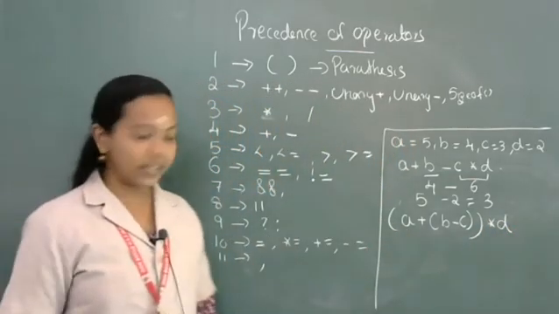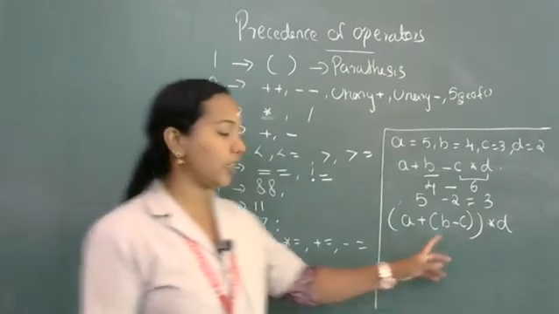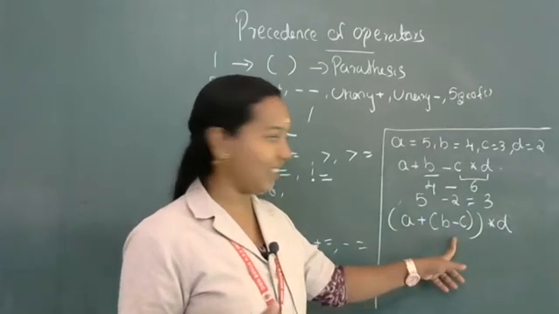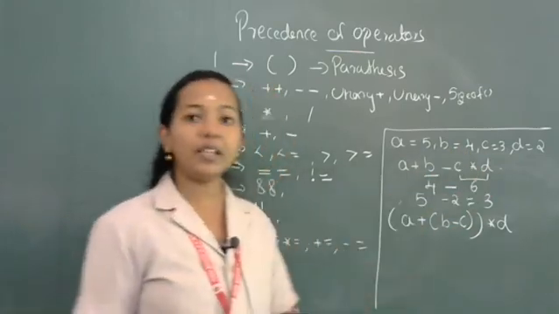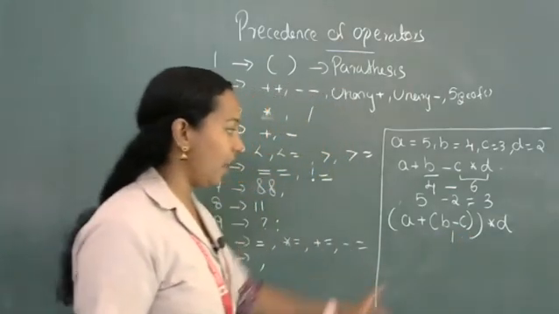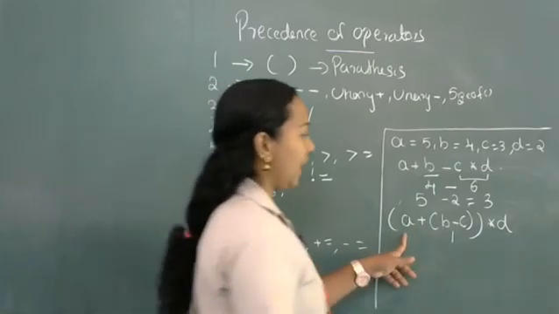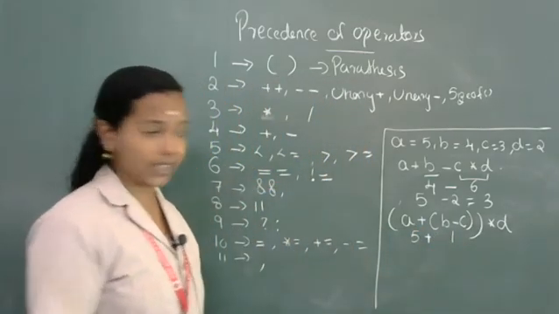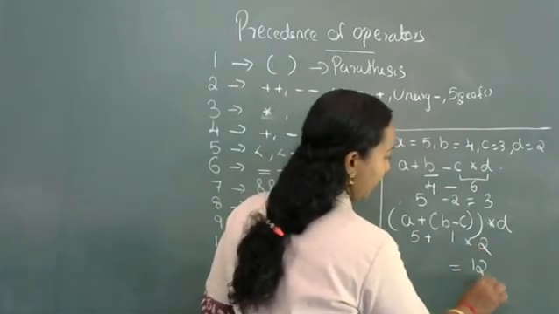Okay. So, if we write like this, which expression will execute first? B minus C, because it is enclosed between parentheses. So, B minus C, 4 minus 3. What will be the value? 1. Then after that, another expression also enclosed in parentheses. What is the value of A? 5 plus 1. 6. What is the value of D? 2. 6 star D. What will be the answer?